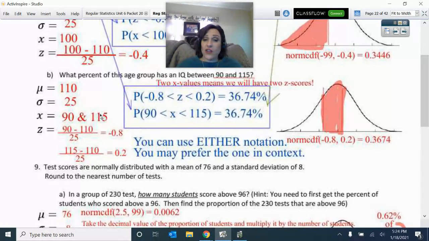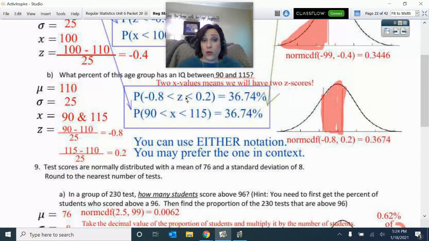All right, here we were wanting to know the IQ between 90 and 115. So 90 and 115 are two x values, and we need to know what proportion of 20 to 34-year-olds have IQs in this section. So I had to get a z-score for both of them. Z equaled 90 minus the mean over the standard deviation, and 115 minus the mean over the standard deviation. So I got both of those z-scores, from -0.8 to positive 0.2, and that's 0.3674.